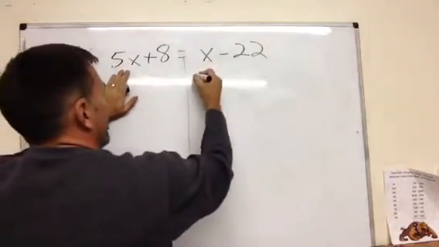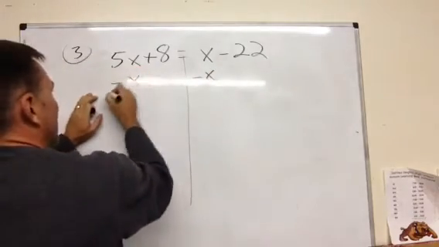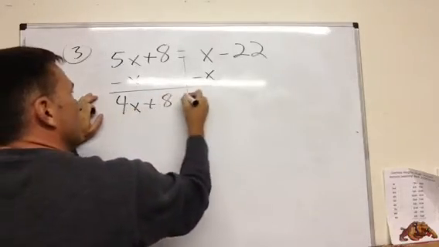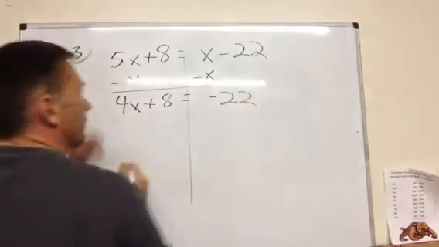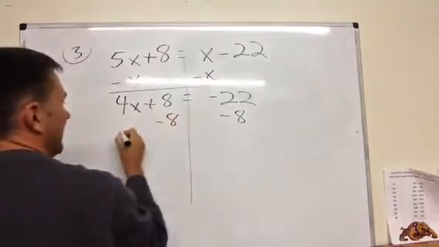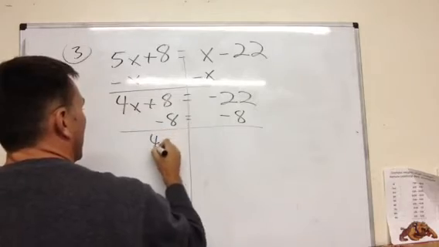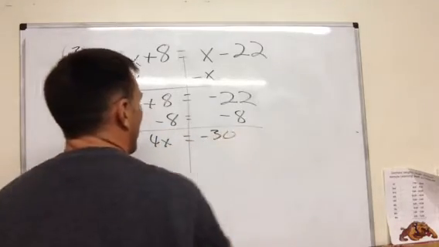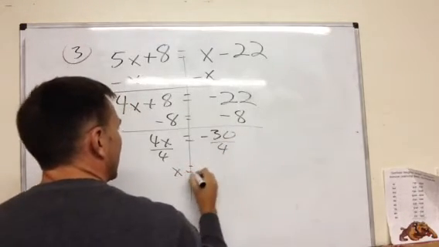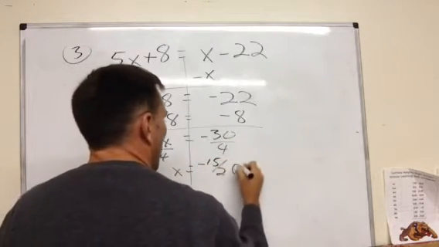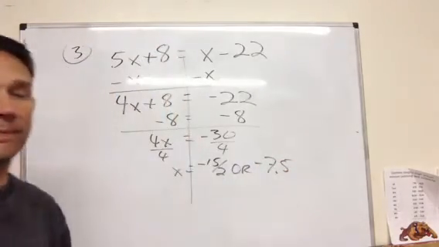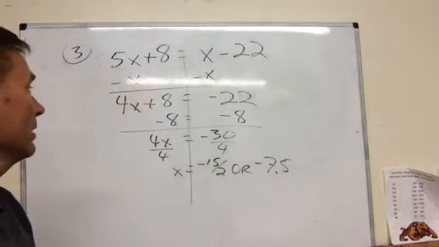The opposite x's. I'm going to take negative x here, negative x here. 5x minus x is 4x plus 8 equals negative 22. Add opposites again. Negative 8 and negative 8. End up with 4x equals negative 30. Divide by the 4. And we get x equals negative 15 over 2, or negative 7.5. And that will also work up here.